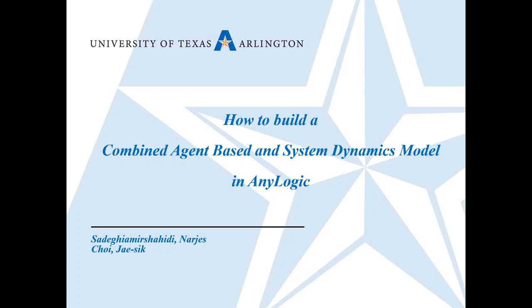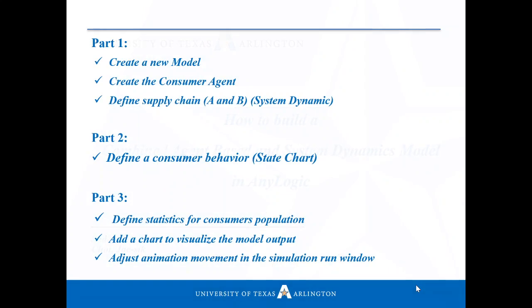At first, let's have a quick review of what we have learned in parts 1 and 2. In part 1, we learned how to create a new model, how to create the consumer agent, and finally, how to define supply chain A and B using system dynamics. In part 2, we learned how to define a consumer behavior using a state chart.